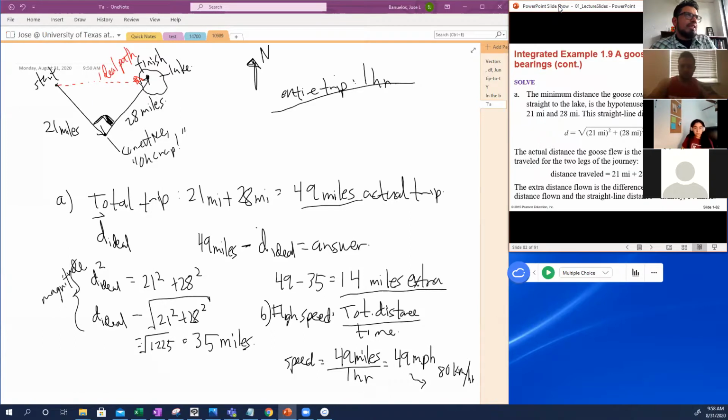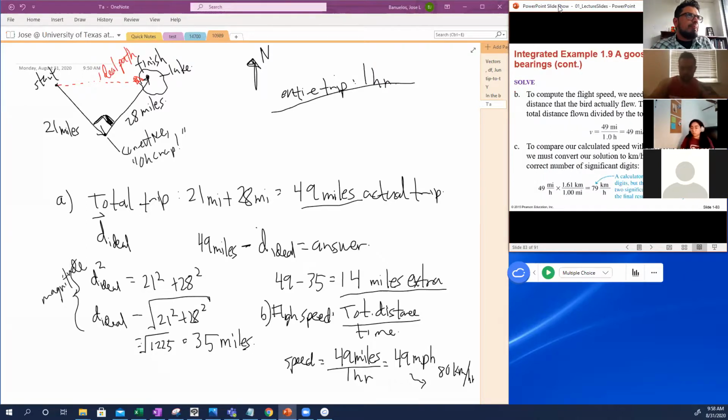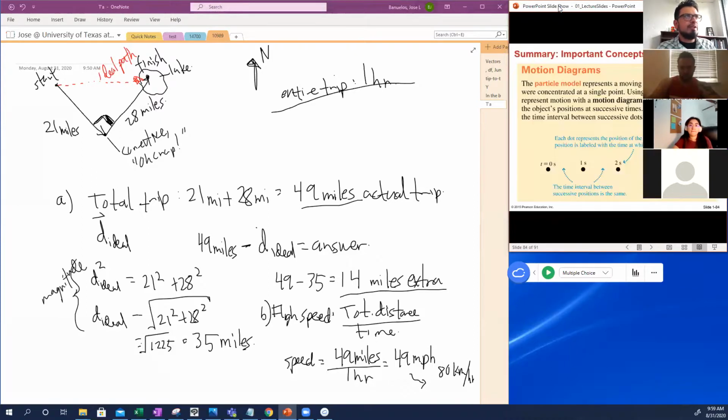All right, so this kind of shows the process. This is what we did. We got 35 miles, total distance 49, etc. You can look at those for a little bit of extra discussion, but I think we covered all those topics. And so this chapter is pretty much the main concepts that we're covering in chapter 1.